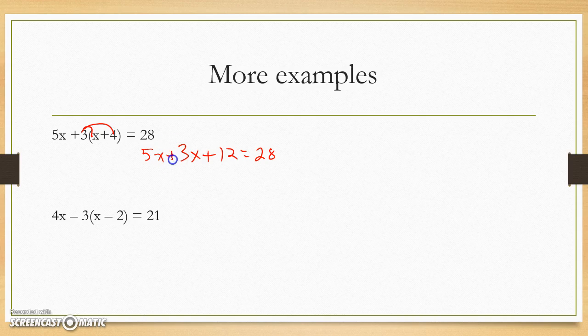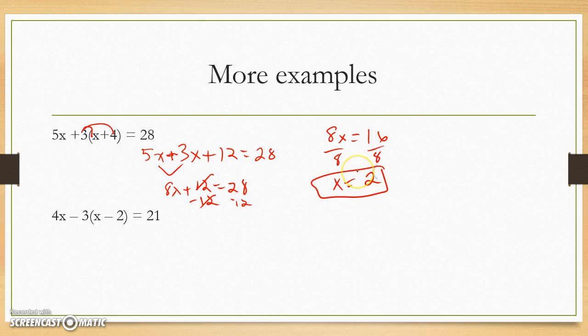So now this looks similar to the second problem that we worked on. Combine like terms: 8x plus 12 equals 28. Subtract 12, 8x equals 16. Divide by 8, x equals 2. Plug this in to check: 5 times 2 plus 3 times 2 plus 4 equals 28. Parentheses first, so 2 plus 4 is 6. This is 10, plus 3 times 6 is 18, equals 28. So 28 equals 28. Checks out.